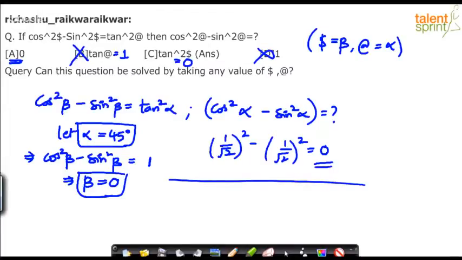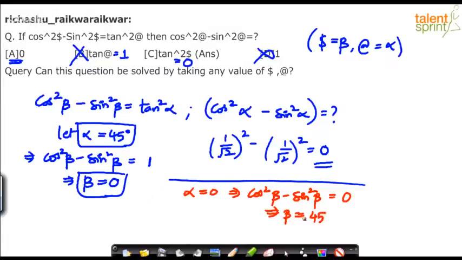I'll do the second substitution in red so that we can follow it easily. Let us assume alpha is 0. This implies cos square beta minus sin square beta equals 0. Yes or no? Which implies cos square beta equals sin square beta, or cos beta equals sin beta, which implies beta should be equal to 45 degrees.